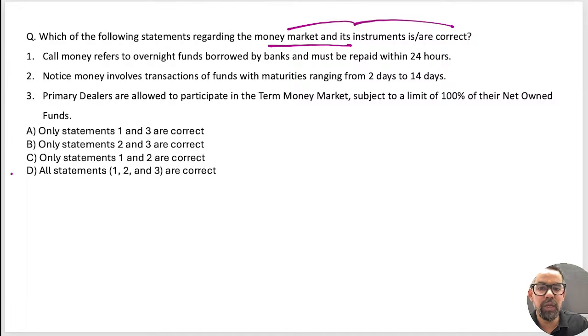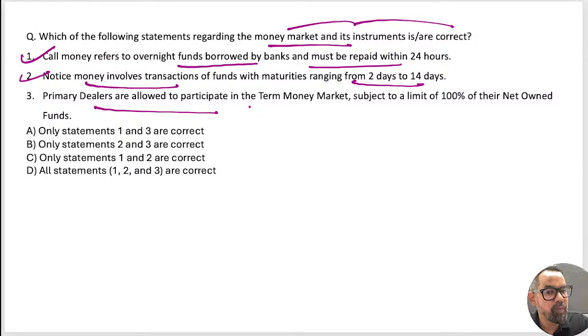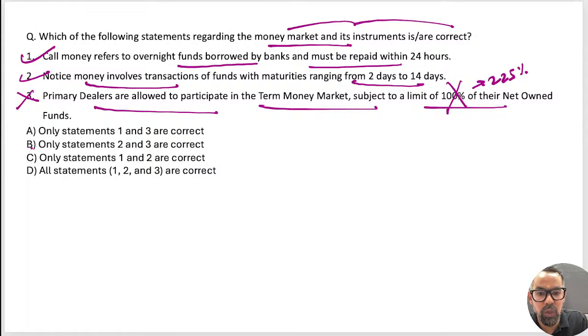Call money refers to overnight funds borrowed by banks and must be repaid within 24 hours. Notice money is 2 to 14 days. Correct. Primary dealers participate in term money subject to a limit of 225% of their net owned funds. This is wrong. So 1 and 2 mean option C will be the correct answer.